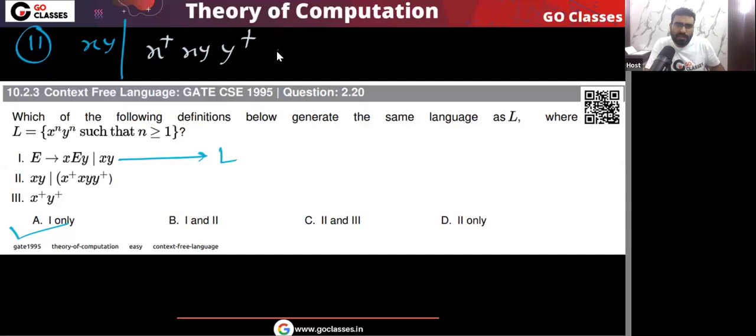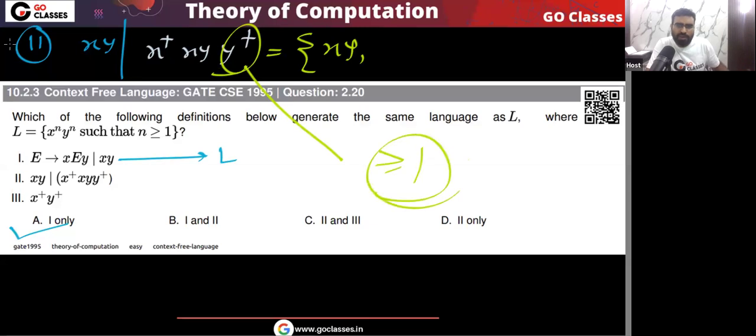So from here, if you look at the language, which strings can I generate? I can generate the string xy. Now, what does this x plus mean? It means that you can repeat x any number of times, but at least one x, so basically you can repeat x greater than or equal to one time. And similarly, this y plus means you can repeat y greater than or equal to one time.